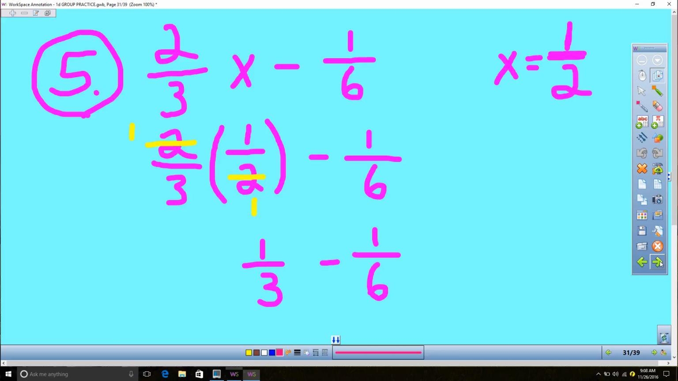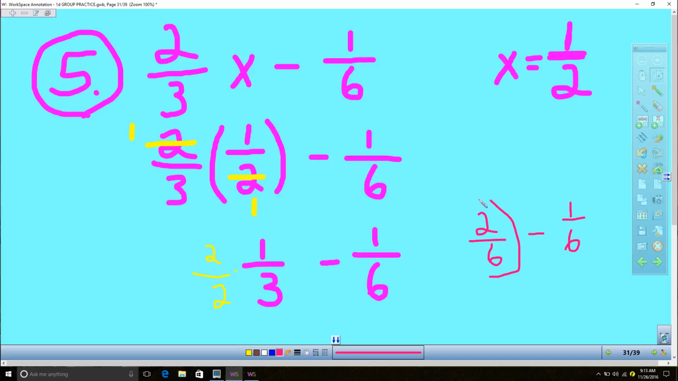However, now I have a subtraction problem, and to add or subtract fractions, you need a common denominator. So I'm going to multiply the 1/3 by 2 over 2, because I want to get a common denominator of 6. So if I multiply 1/3 by 2 over 2, I get 2 over 6 minus 1 over 6.